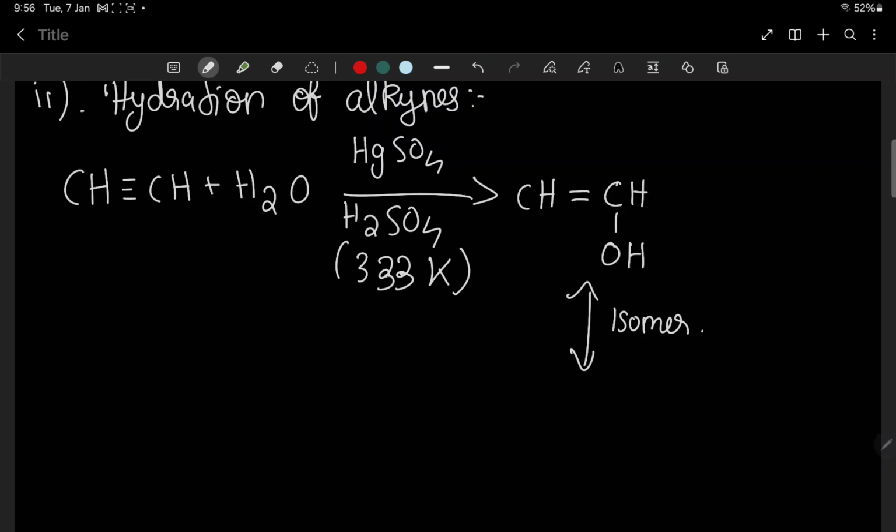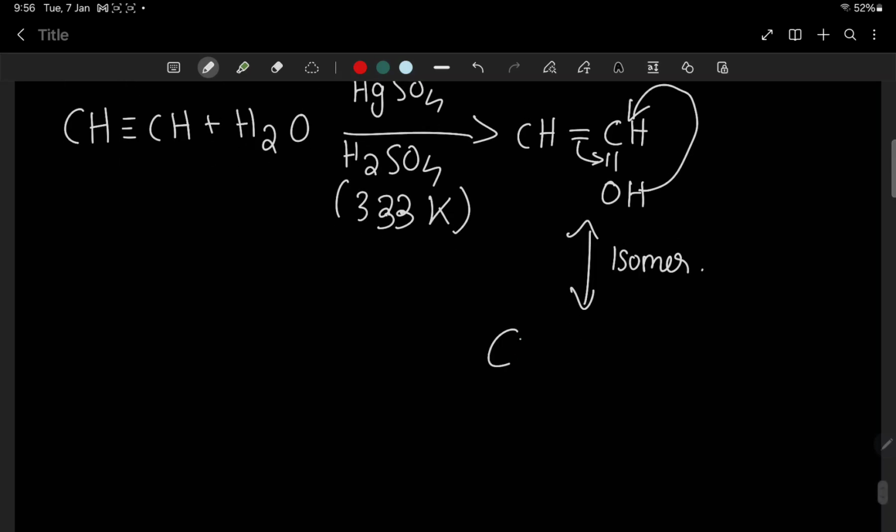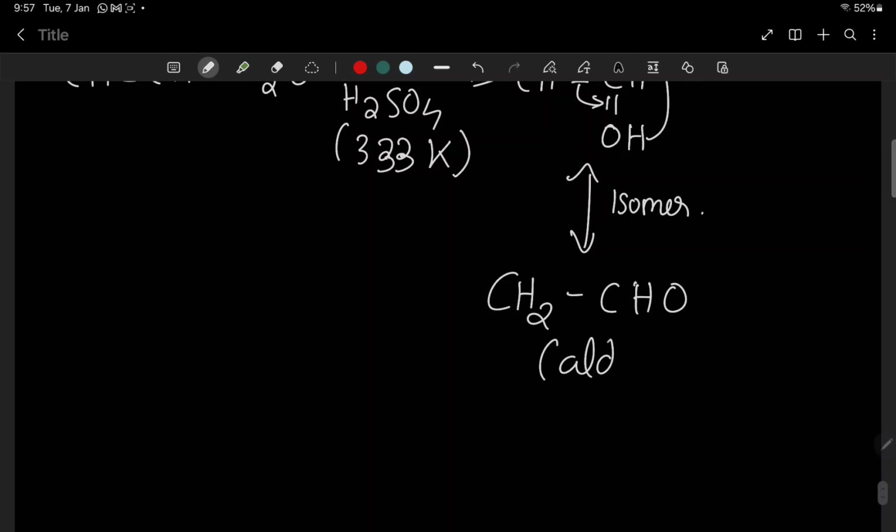Keto-enol tautomerism. This is 1, 2, 3. 1,3 tautomerism is happening here. This double bond will fall here, and this hydrogen will go and join this carbon. So we are getting CH. No, not this carbon, sorry. Hydrogen will go and join this carbon. That is CH2CHO. This is the compound we are getting. This is an aldehyde.